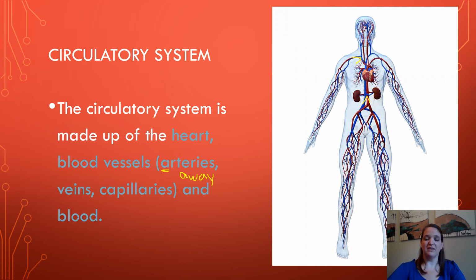Then arteries and veins are connected through tiny blood vessels called capillaries. They are very small. They're about only 1 or 2 cells thick. So tiny little blood vessels called capillaries connect those arteries and veins, and that is your inner workings of blood vessels.